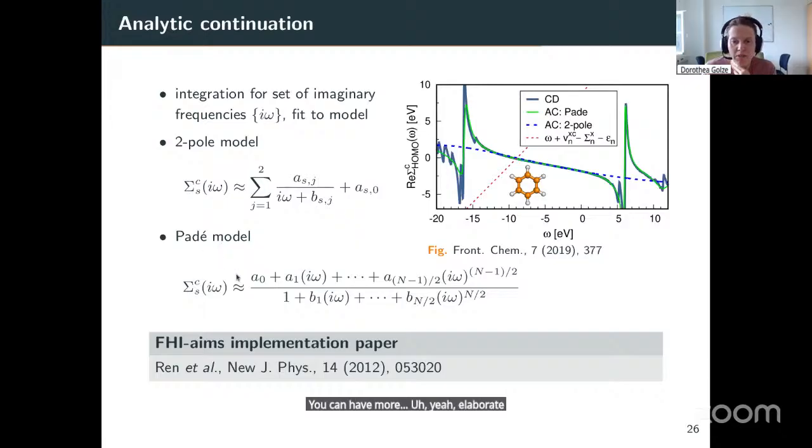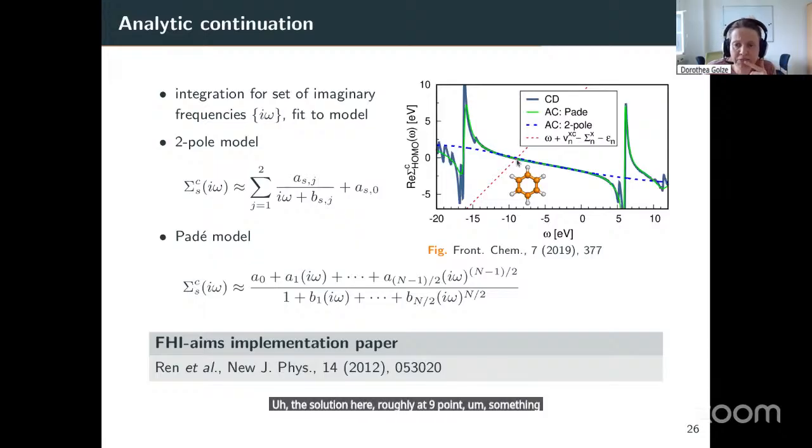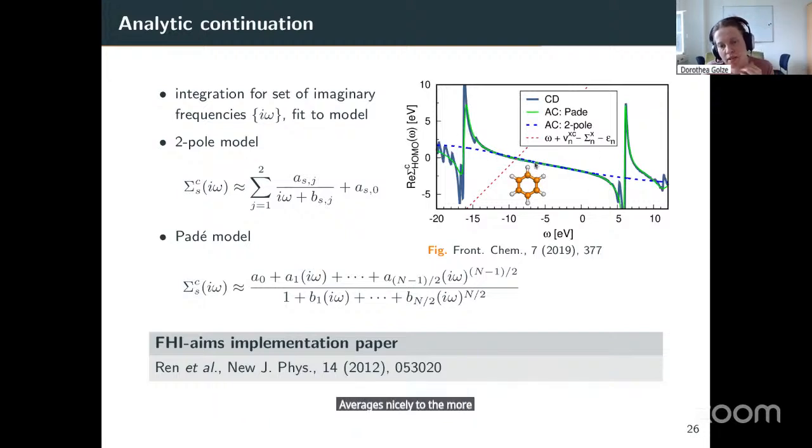You can have more elaborate models, for example, the Padé model, which has more parameters A and B here. And then it's also more accurate, as you can see here. This is for benzene, the self-energy. The solution here is roughly at 9 point something eV. The exact solution in blue is contour deformation, and we have the Padé model in green. You see it captures some of the poles here, some of the pole features, averages nicely through the straighter part of the self-energy. It doesn't capture everything, okay.